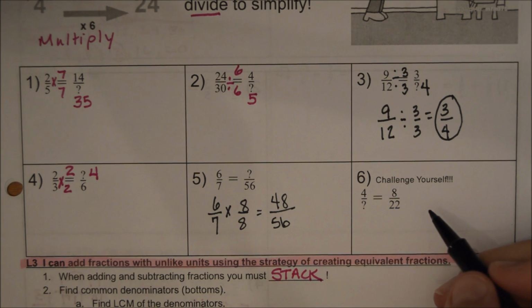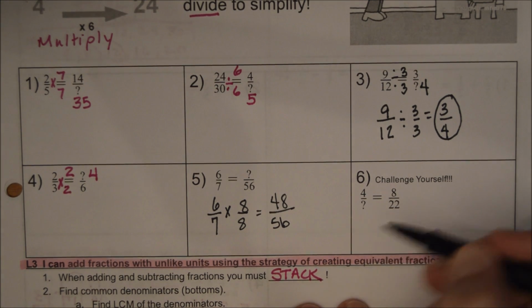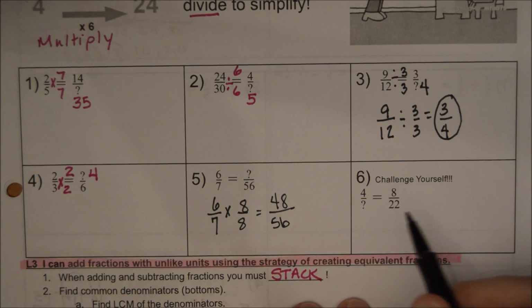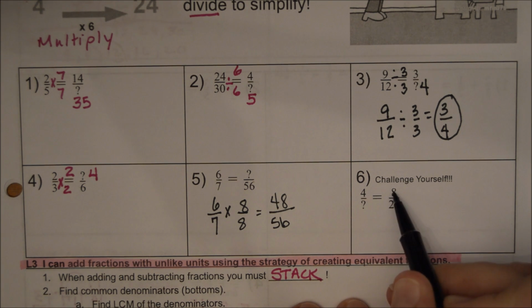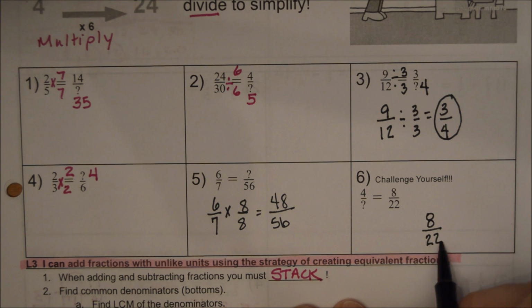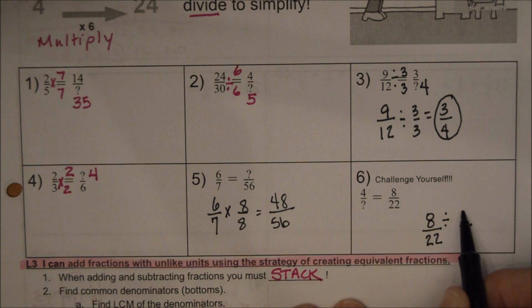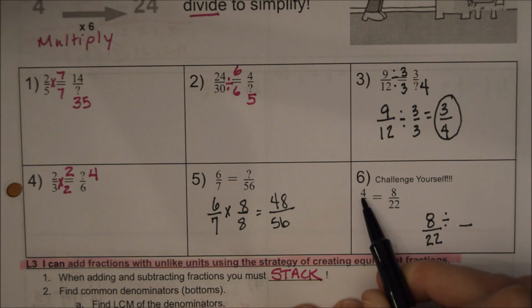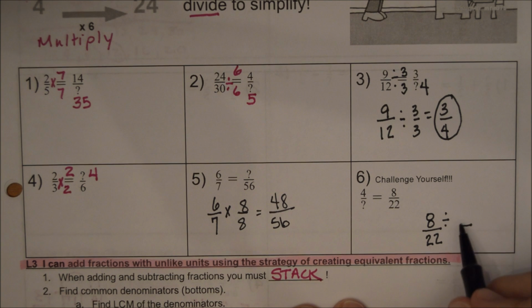And then finally, I asked you to challenge yourself over here because you're going in the other direction. You've got to think backwards. I need this number over here. So I'm going to look at this number is going to get smaller. So we're going to divide. So I'm going to write it down here. And if you needed to, you could switch it around and go the other way. Let's switch it around and go the other way. That's fine. So I'm going to divide by what? 8 divided by what equals 4? Or you could say 4 times what equals 8? And that's 2.